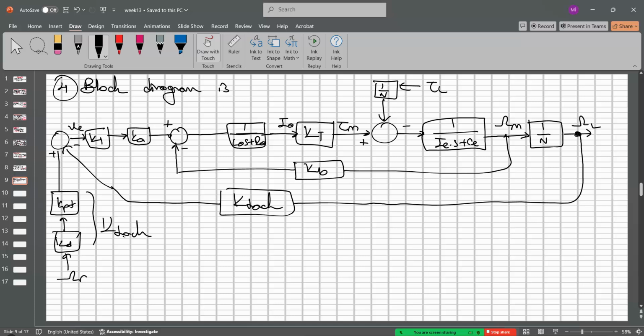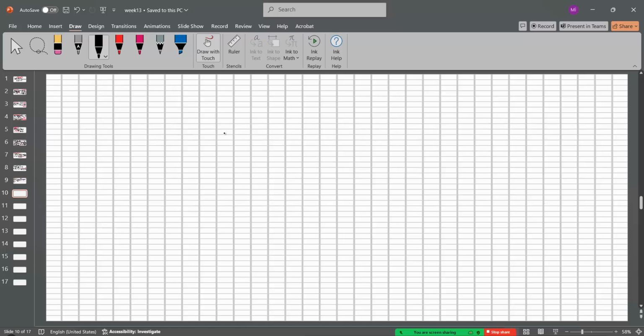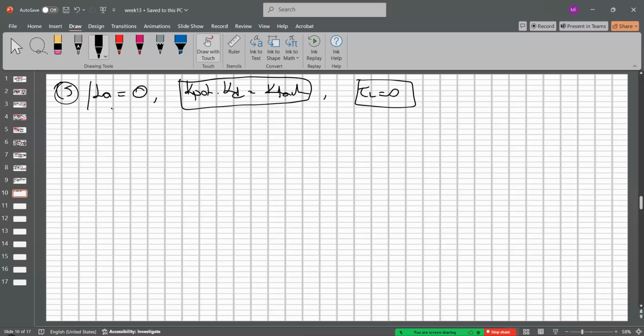But this is too complex to analyze. How can we simplify this algorithm in the file? Suppose that if we have any induction, or any kind of induction cannot happen in here, L_A can be equalized with 0. And also K_pot times K_D must be assigned with the K tachometer in here, and torque load can be considered as equal to the 0 value, okay? These are the conditions, okay?